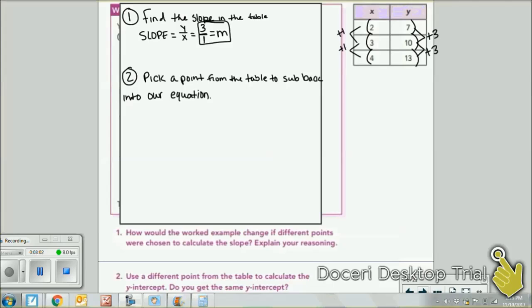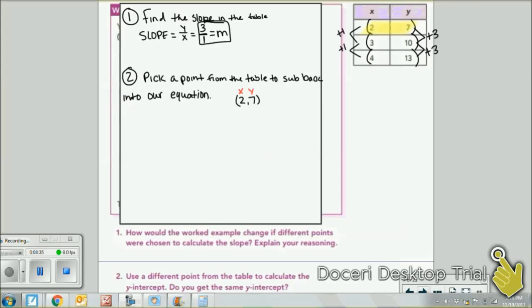Now, anytime I'm doing math, I want to do the easiest thing possible. So when I pick points, I want to pick the easiest points I can, so the smallest numbers. So for us, our smallest numbers are 2 and 7. So we're going to come back over and we're going to write that point. So we're going to write 2 and 7. So here's our point. Now remember, in an ordered pair, the first value represents the x and the second value represents the y. So we're just taking those points and putting them into our equation.